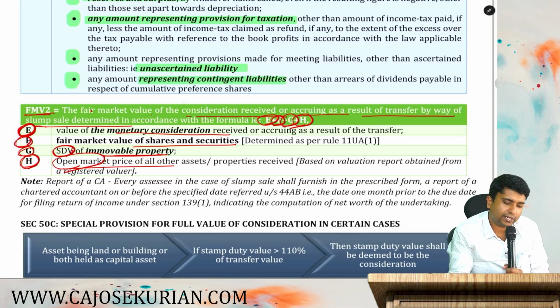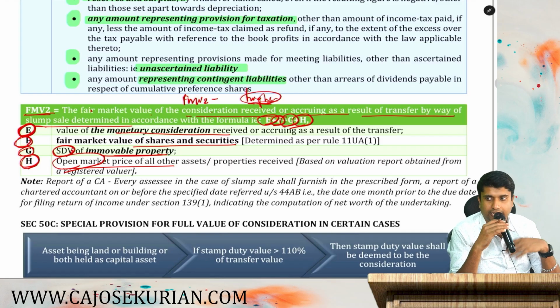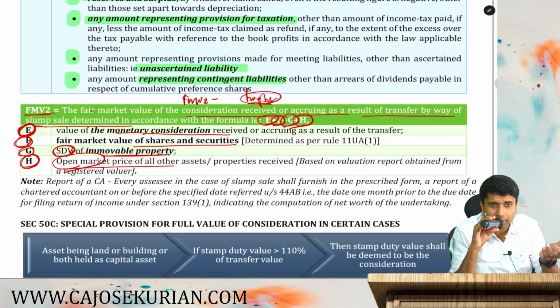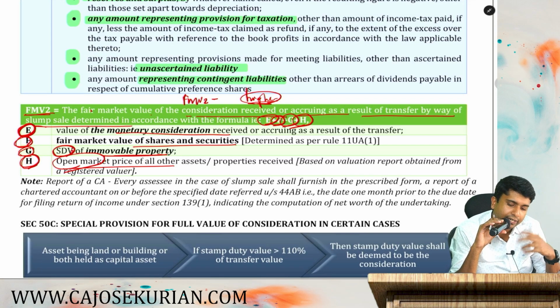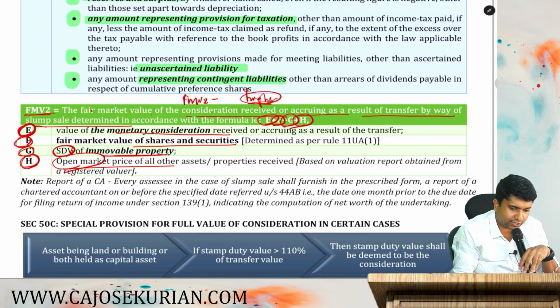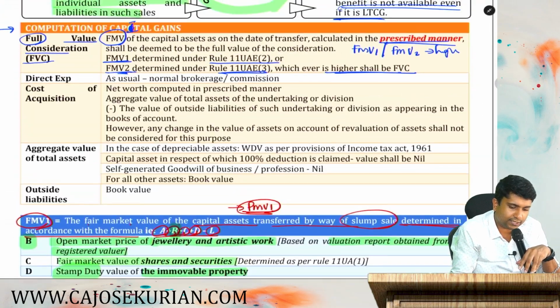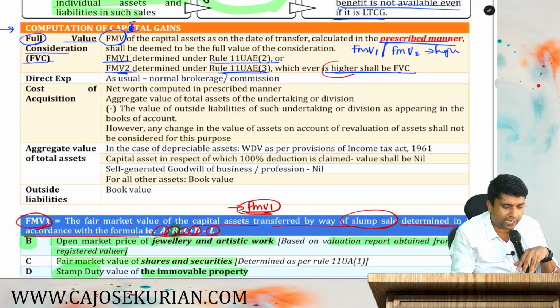So now we are getting FMV2. Now which one to pick? The higher. FMV1 or FMV2, whichever is higher. That's how you have to consider. Are you all with me? So now we are getting full value consideration. What is full value consideration? FMV1, FMV2, whichever is higher.